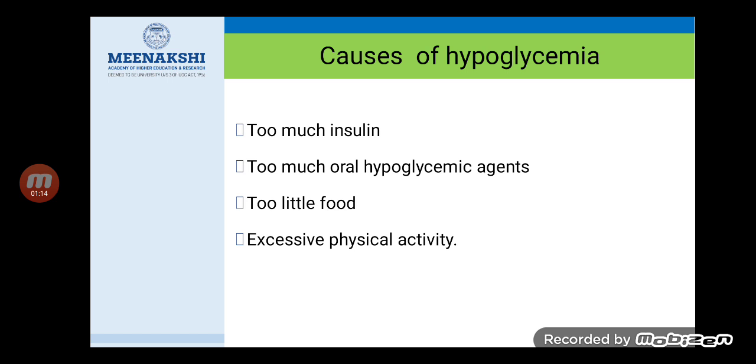Let us look into some of the causes of hypoglycemia. That is too much insulin. When the patient takes excessive insulin above the recommended dosage, that can suddenly lower the blood glucose level, causing hypoglycemia. Too much oral hypoglycemic agents. Similarly, when the patient takes too much anti-diabetic medication or an excessive dosage, it can also cause hypoglycemia. Or when the patient takes very little food than required, and when they perform excessive physical activity, it can also drop their blood glucose levels, leading to hypoglycemia.